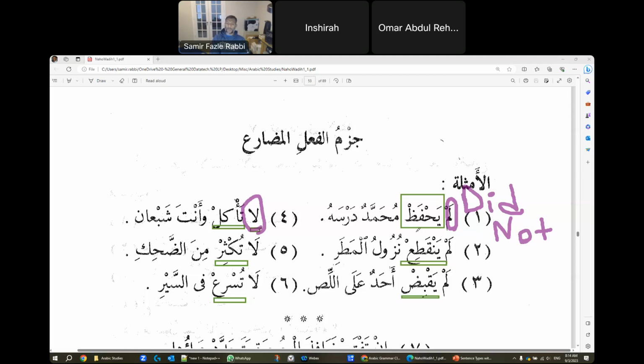Okay. What else do you observe from this sentence? Lam yahfad Muhammadun darsahu. Wait, what is the yahfad? Is that in past tense? No, it's mudari. It's mudari jazm.